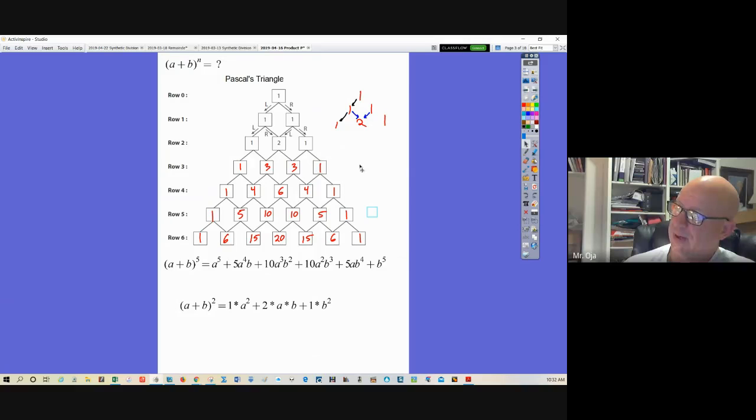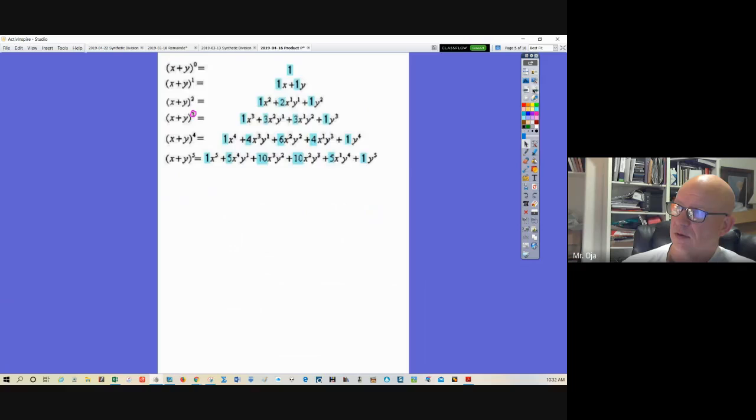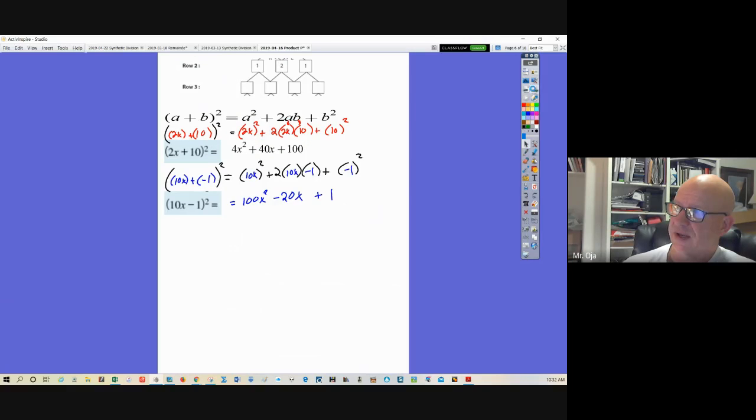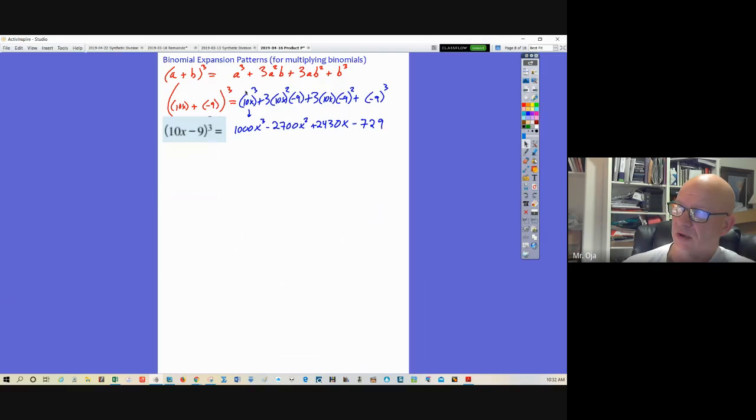Mm-hmm. Okay. And so we know then that row 3 is going to look like 1a cubed plus 3a squared b plus 3ab squared plus 1b cubed. Okay. What's our a and what's our b? Well, what's a in this case for our problem in the blue there? 10x. What's b? -9. There you go. Okay. So we get 1 times the quantity 10x cubed.